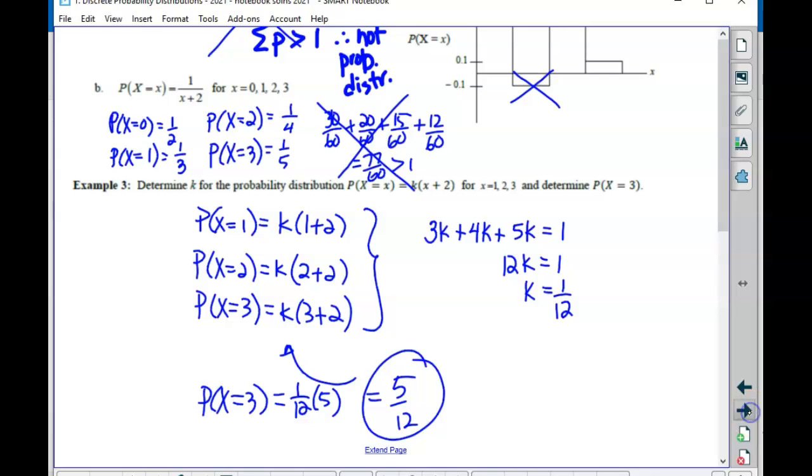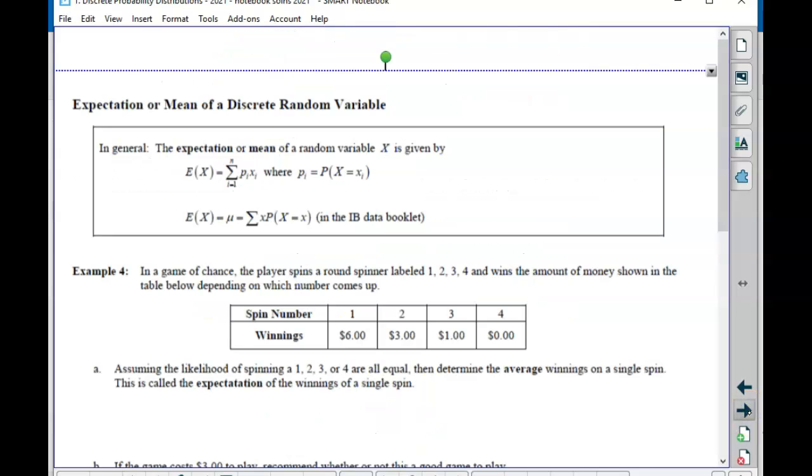All right, so next page, looking at expectation or mean of a discrete random variable. So we're talking about probabilities here, right? So we already calculated the mean. We've been doing that for years, really, the mean of a set of data. Now we're looking at the mean of a probability distribution, okay? So that's the same as expected value.